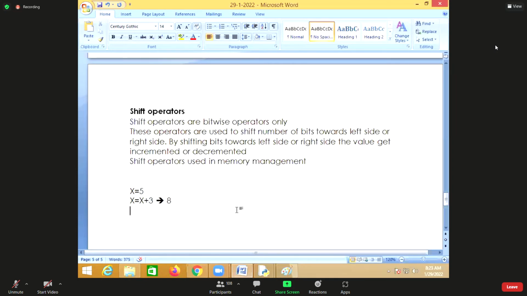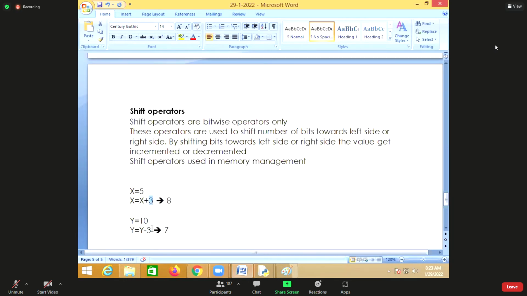In the same way, for example, y value is 10. I want to decrement y by subtracting 3. Then what will I do? I'll say y equal to y minus 3. What is the value of y? 10. 10 minus 3 is 7. Y equal to y minus 3 gives 7.